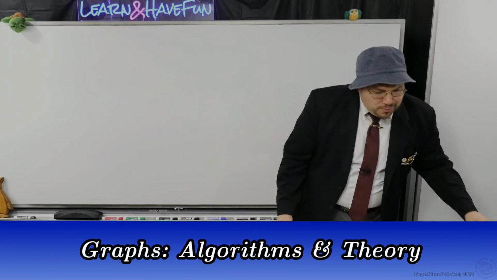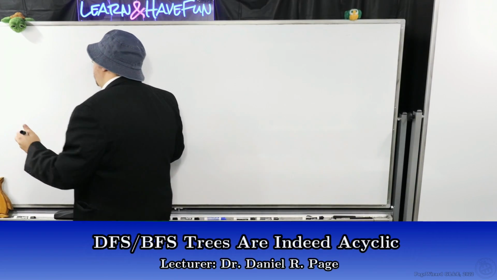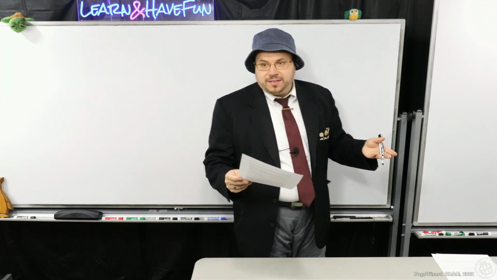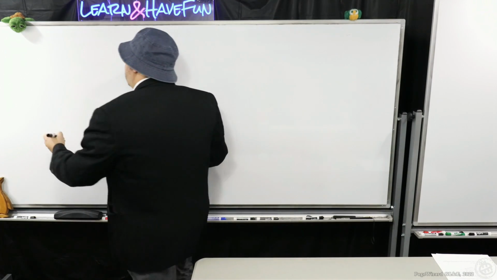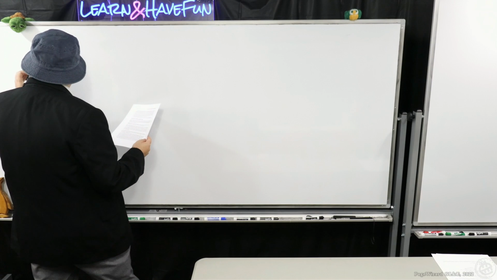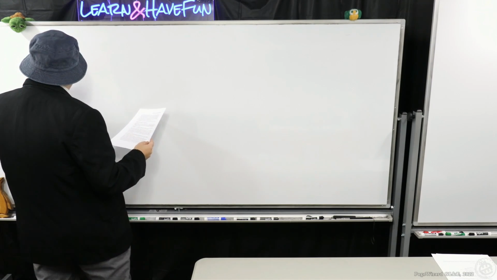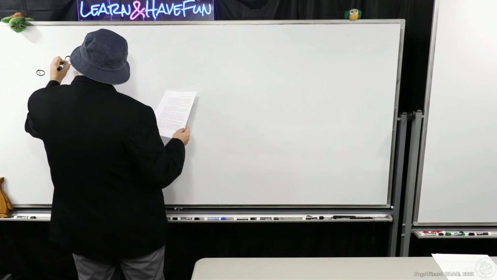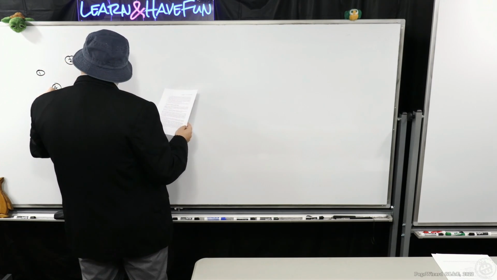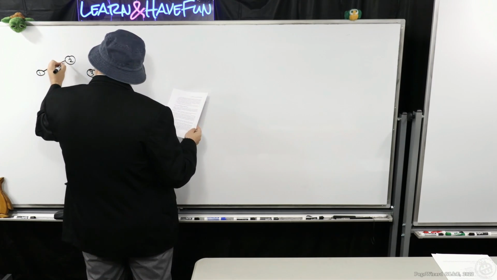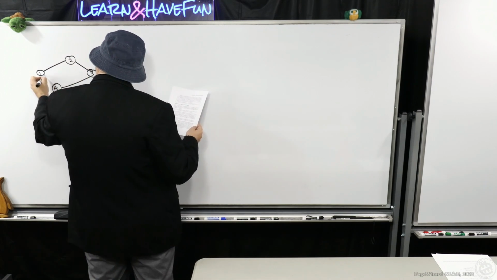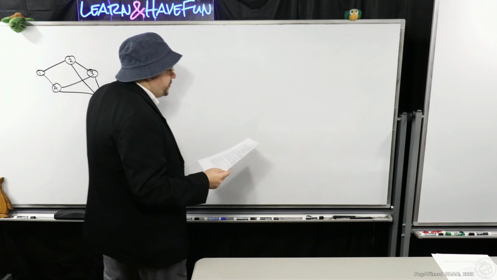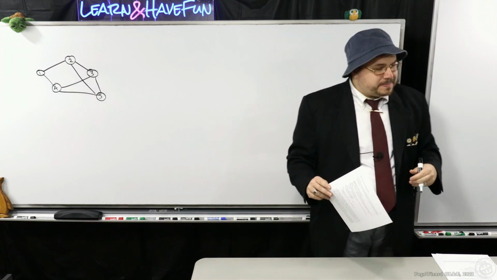So I want to remind you of something that we talked about involving depth first search traversals and breadth first search traversals. So the first thing is that suppose I give you a graph, say something that looks like, so yeah, I'm going to number these 3, 4, and 5. So suppose I give you this graph.